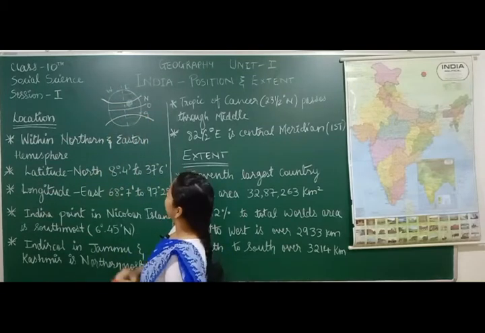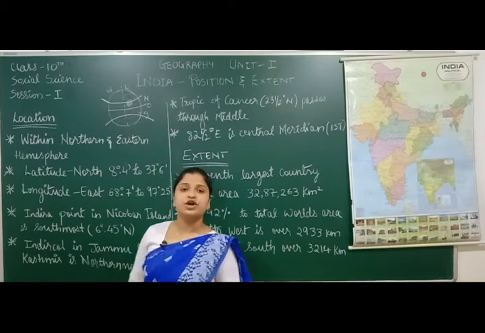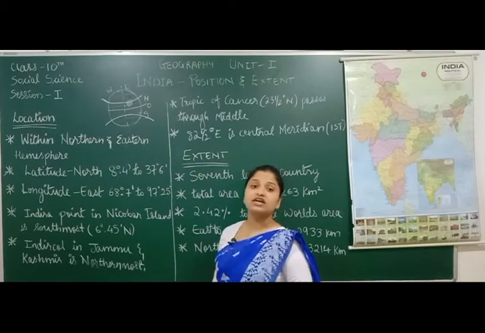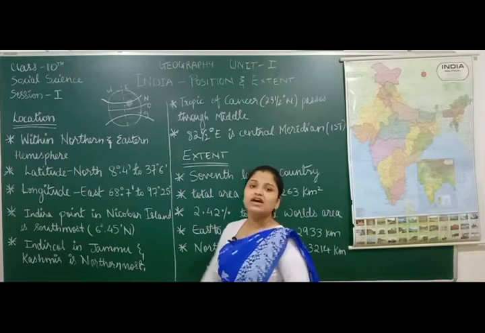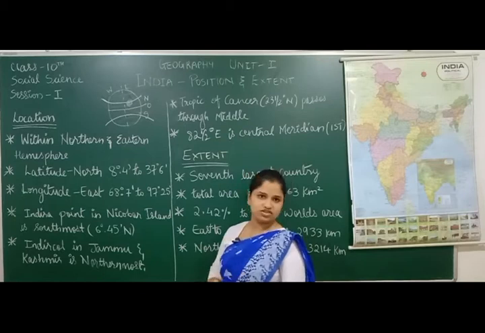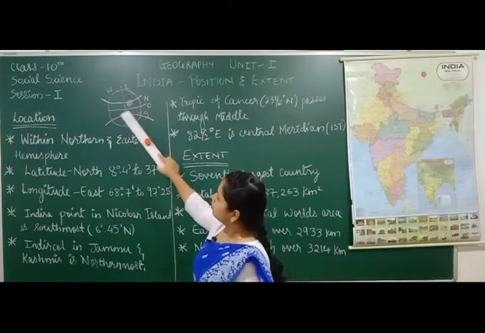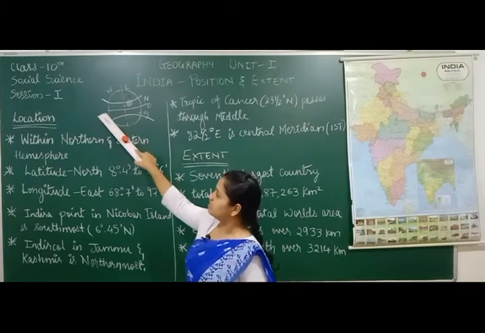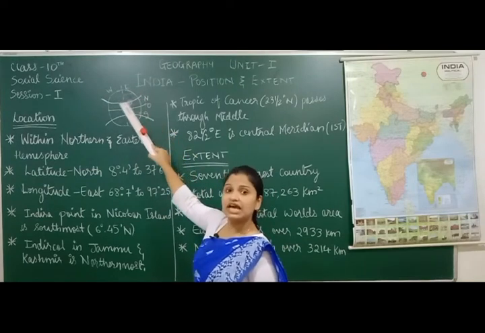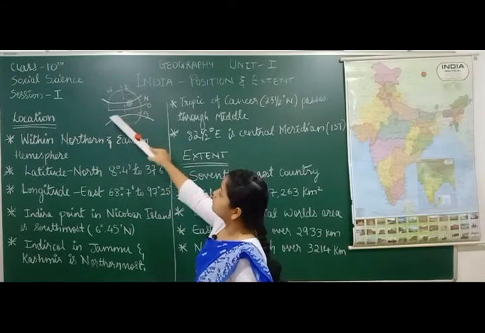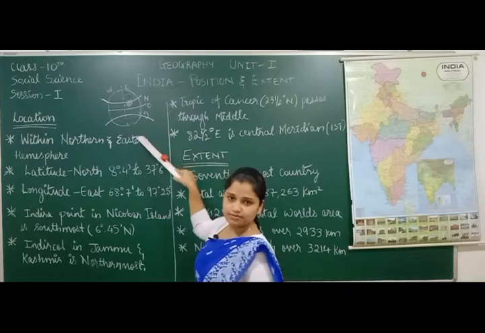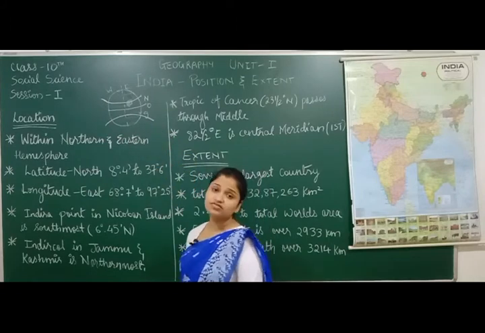The one that divides the northern hemisphere is called the Tropic of Cancer. The other one that divides the southern hemisphere is called the Tropic of Capricorn. I am sure you have learned this in your previous classes. I am just giving you a quick revision. In the globe, in the middle we have the equator. Then the northern hemisphere is further divided with the help of a line at the middle point, called the Tropic of Cancer, and the middle point in the southern hemisphere is called the Tropic of Capricorn.